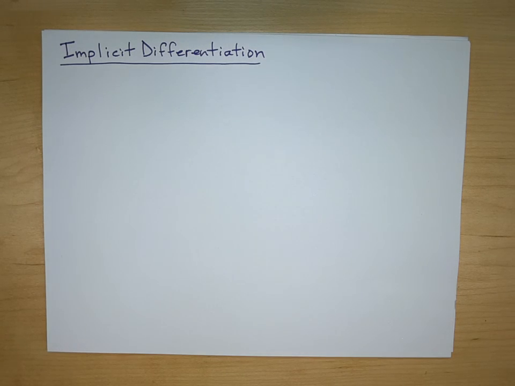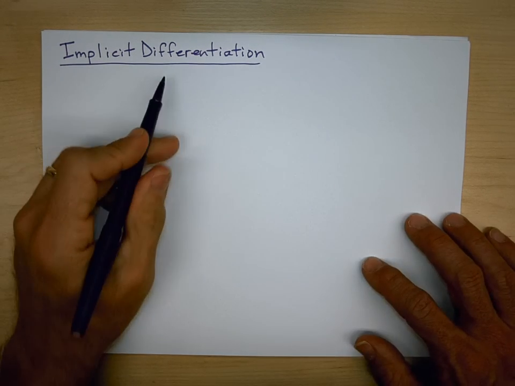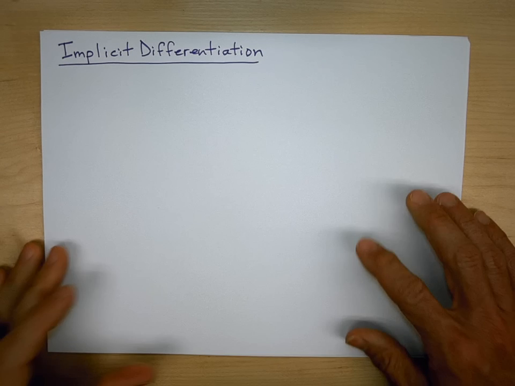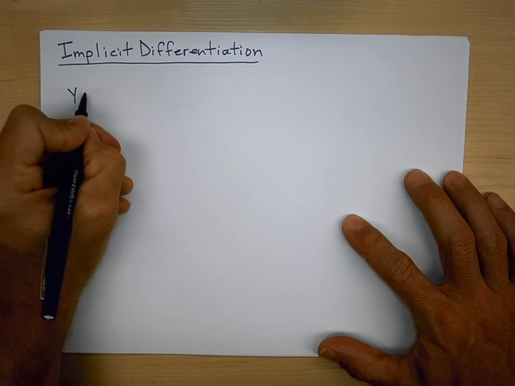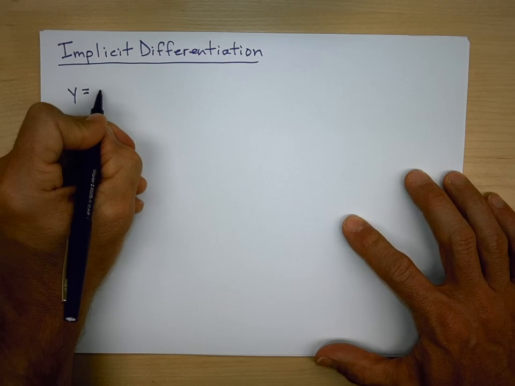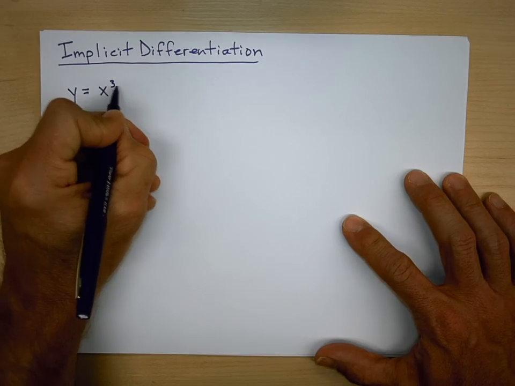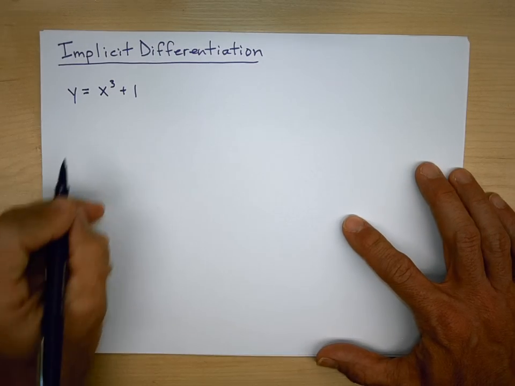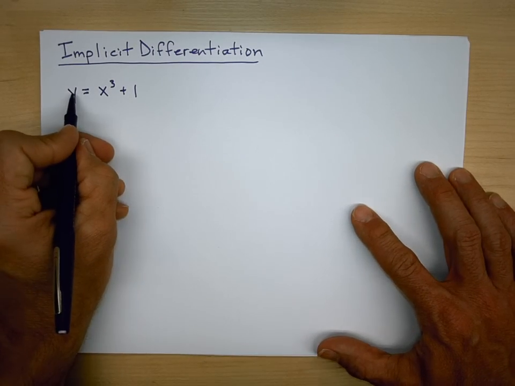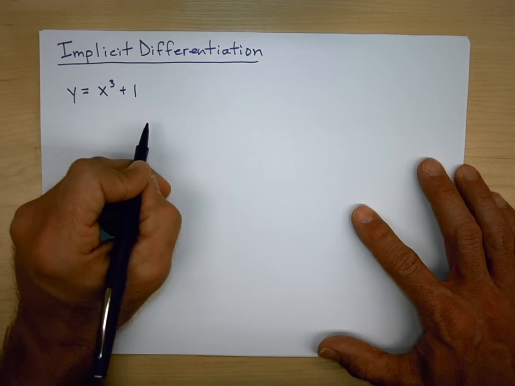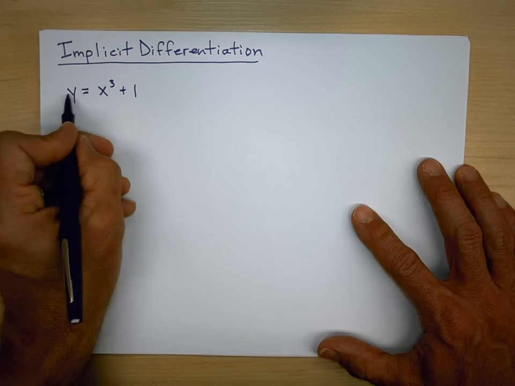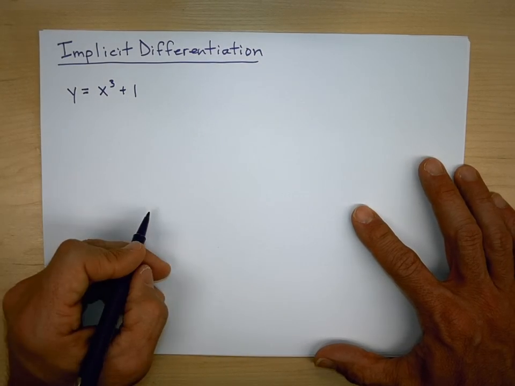In this lecture, I want to talk about something called implicit differentiation. So first, let's try to understand what we mean by implicit. If we consider a function of the form y equals x cubed plus 1, this is explicit in the sense that we know exactly how y depends on x. We change x, we can just get values for y.